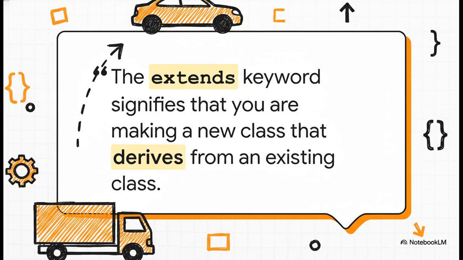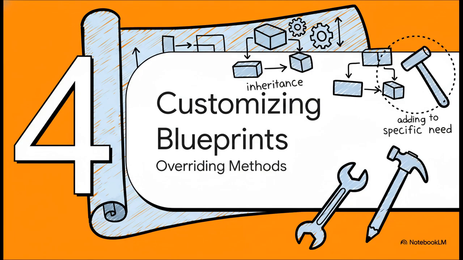That extends keyword is everything. It's the key that makes this whole thing work. When you write class car extends vehicle, you're telling Java in no uncertain terms, hey, a car is a more specific type of vehicle. And with that one word, it automatically inherits all of vehicle's features, creating that crucial parent-child link. But here's where it gets even cooler.